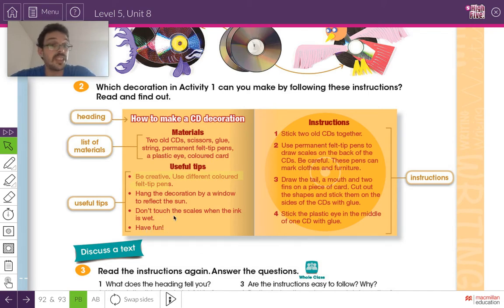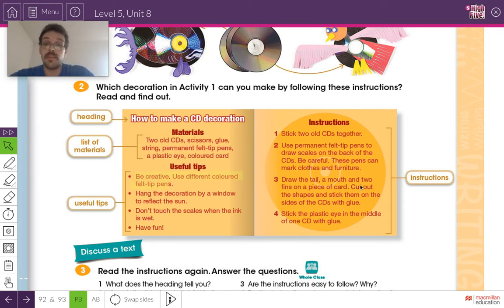Okay, so those are tips, right? Those aren't the instructions. Those are like consejos, right? Tips. These are the instructions. So this is what you have to do. Stick 2 old CDs together. Use permanent felt tip pens to draw scales on the back of the CD. Be careful. These pens can mark clothes and furniture.